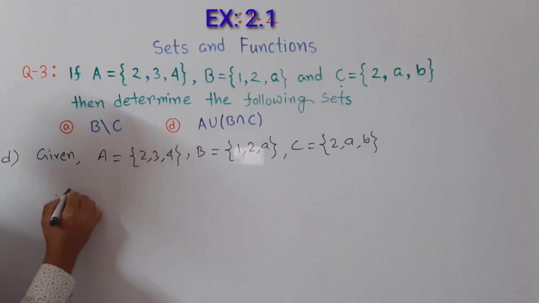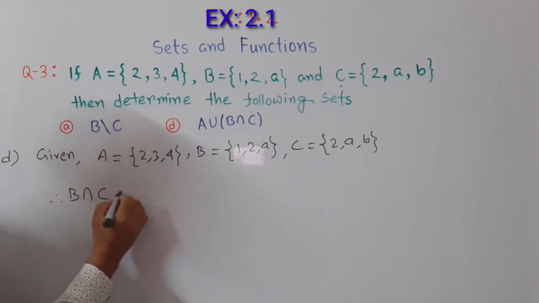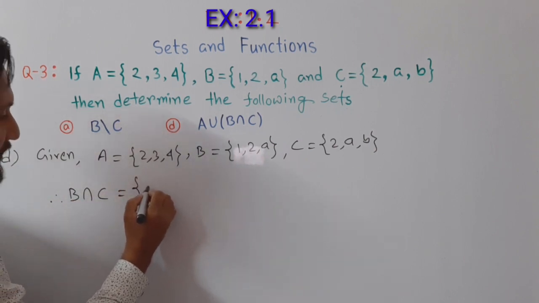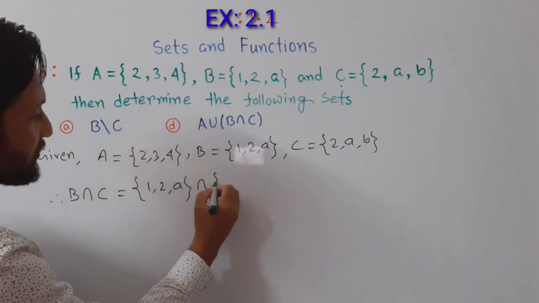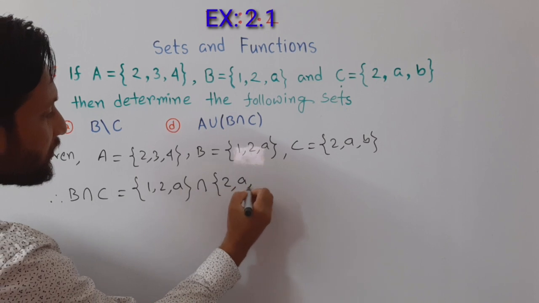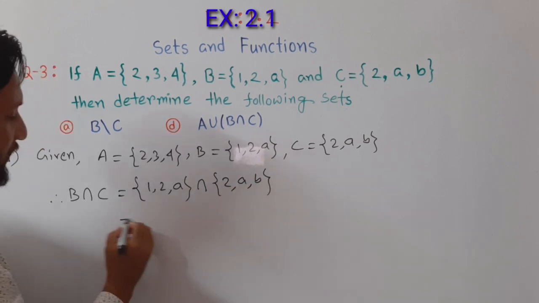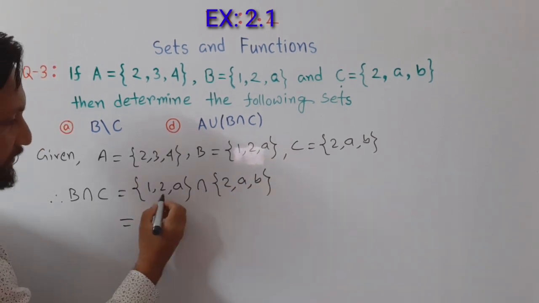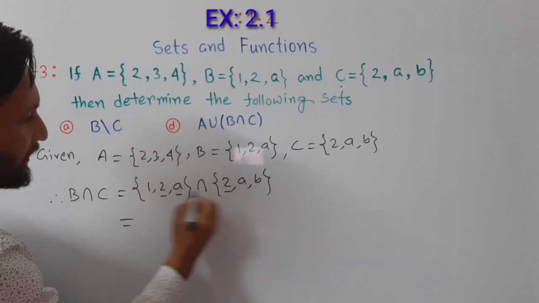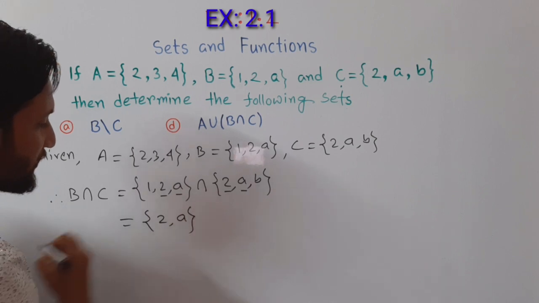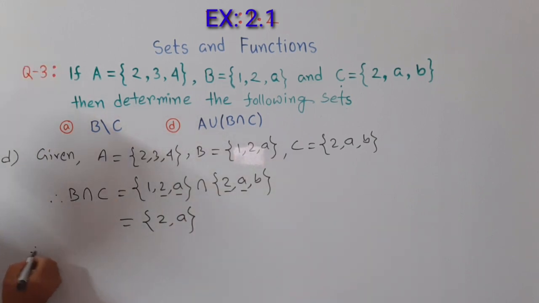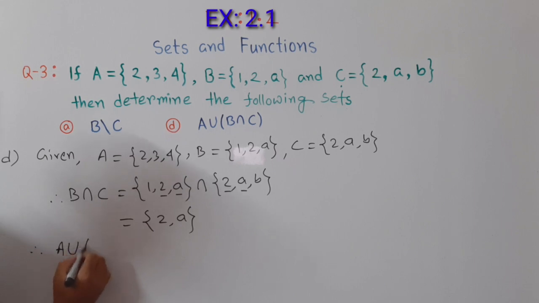Okay, so B intersection of C, that means write down B set 1, 2, a, and then intersection of C 2, a, b. Intersection means the common part from both two sets, common elements 2 and then a. So B intersection of C is 2, a, 2 elements, and then we need to identify the total elements of A union of B intersection of C.